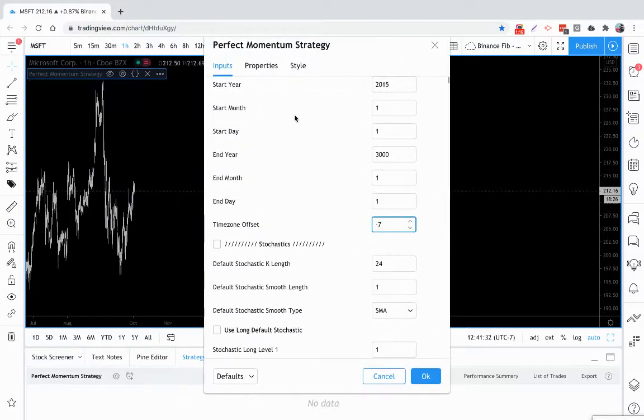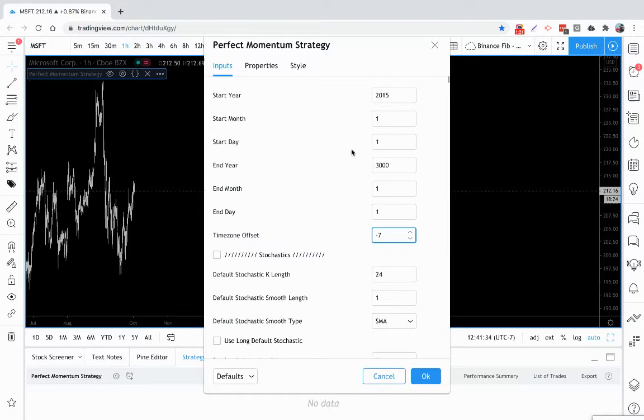So that's it for the back testing. It's really simple as it sounds. You just type in your dates or use the bars here. And if you're looking for a strategy to keep moving in the future, you just put a future date in the end year up here.